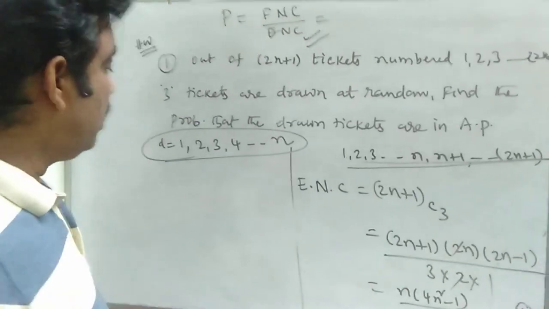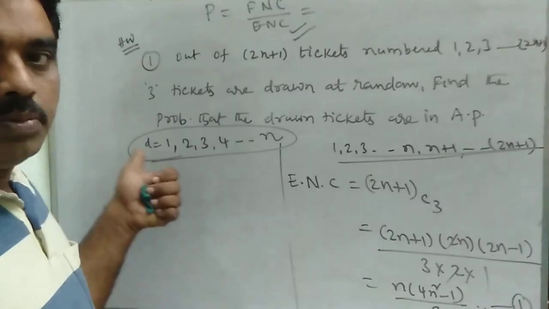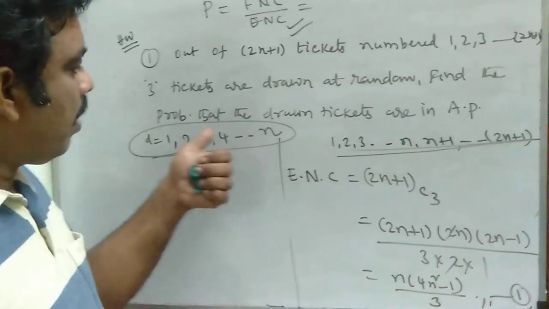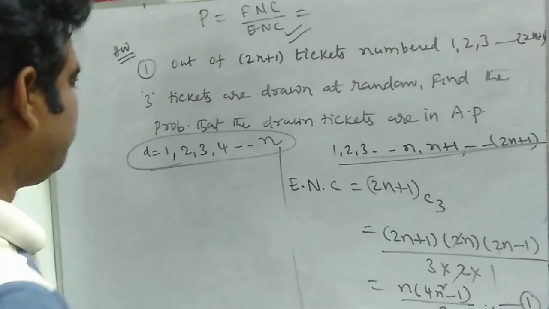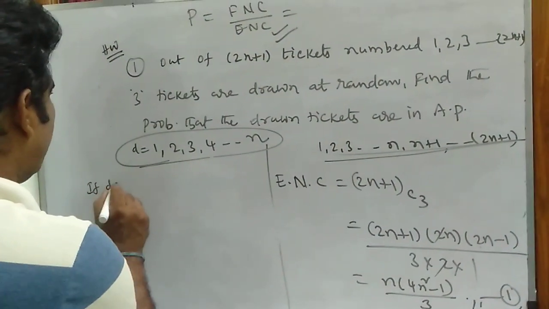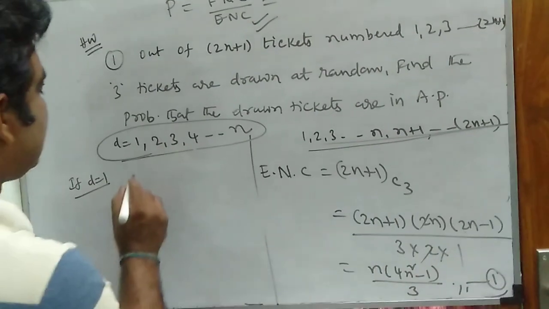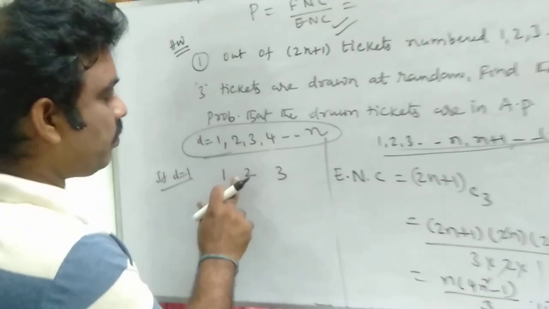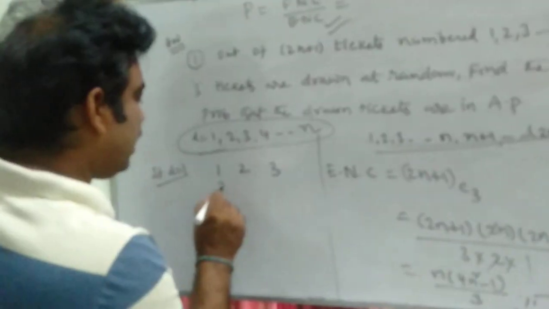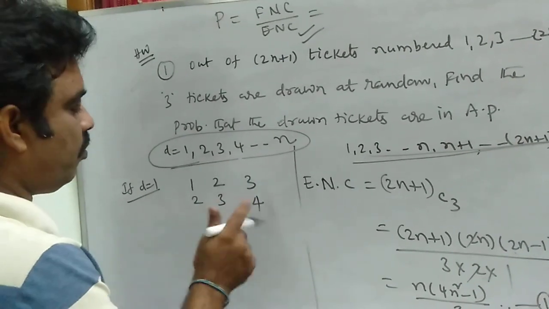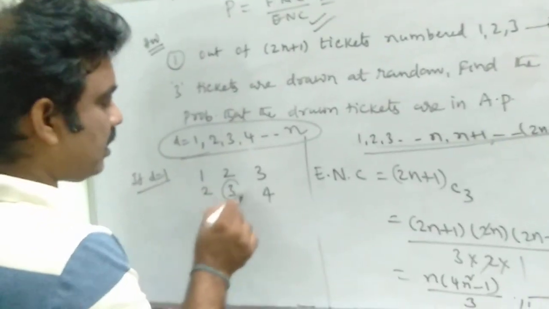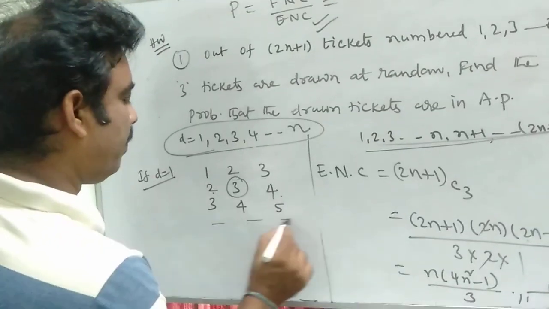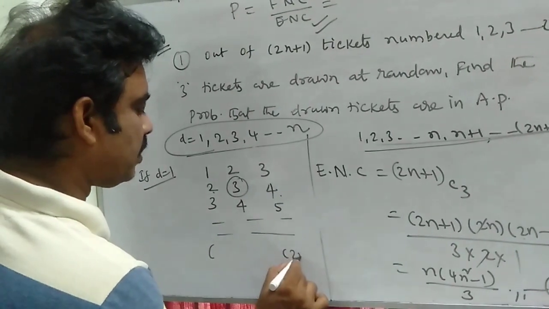It is an essay question. We have to enumerate all the favorable cases by considering common difference 1, then common difference 2, then common difference 3, and so on, up to common difference n. Suppose the common difference is equal to 1, the possible cases are, the tickets may be 1, 2, 3. 1 plus 1, 2, 2 plus 1, 3. Similarly, 2, 3, 4. Am I right? These 3 are also in AP. Similarly 3, 4, 5 are also in AP. And so on. What is the last ticket? 2n plus 1 is the maximum ticket.